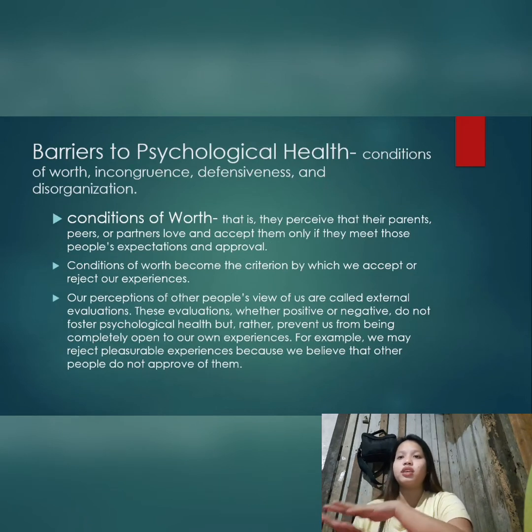So, the next one is the barriers to psychological health: conditions of worth, incongruence, defensiveness, and disorganization. Conditions of worth: they perceive that their parents, peers, or partners love and accept them only if they meet those people's expectations and approval. So conditions of worth become the criterion by which we accept or reject our experiences. Our perceptions of other people's view of us are called external evaluation. This evaluation, whether positive or negative, does not foster psychological health, but rather prevents us from being completely open to our own experience. For example, we may reject pleasurable experiences because we believe that other people do not approve of them.